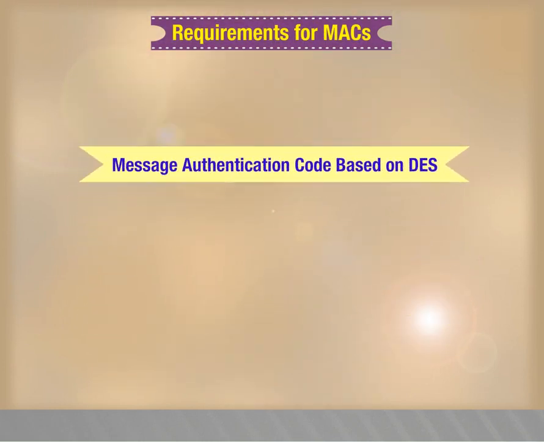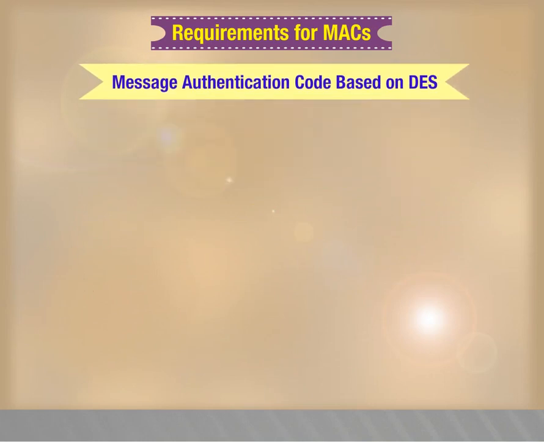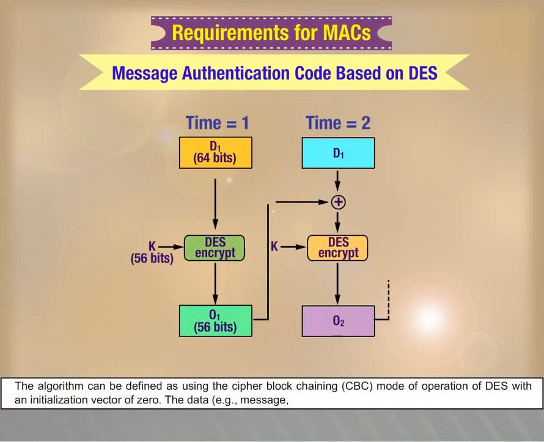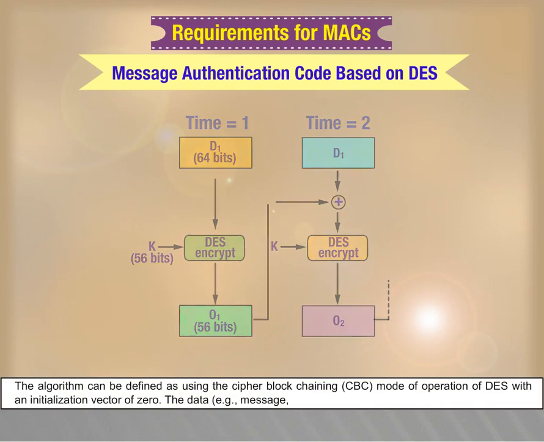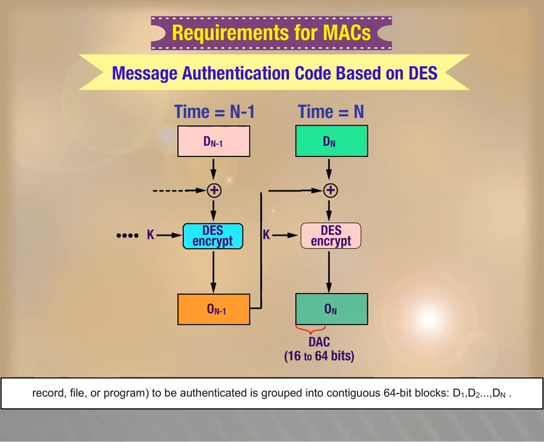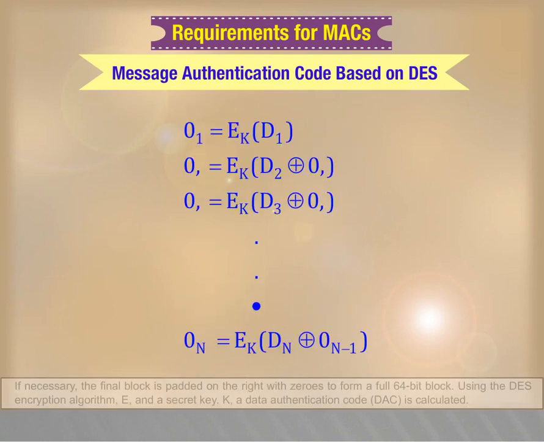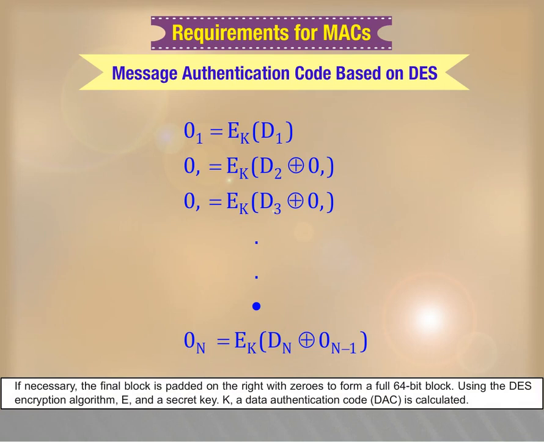Message authentication code based on DES. The algorithm can be defined as using the cipher block chaining (CBC) mode of operation of DES with an initialization vector of 0. The data, for example, message, record, file or program, to be authenticated is grouped into contiguous 64-bit blocks D1, D2 and so on up to Dn. If necessary, the final block is padded on the right with zeros to form a full 64-bit block. Using the DES encryption algorithm E and a secret key K, a data authentication code DAC is calculated.